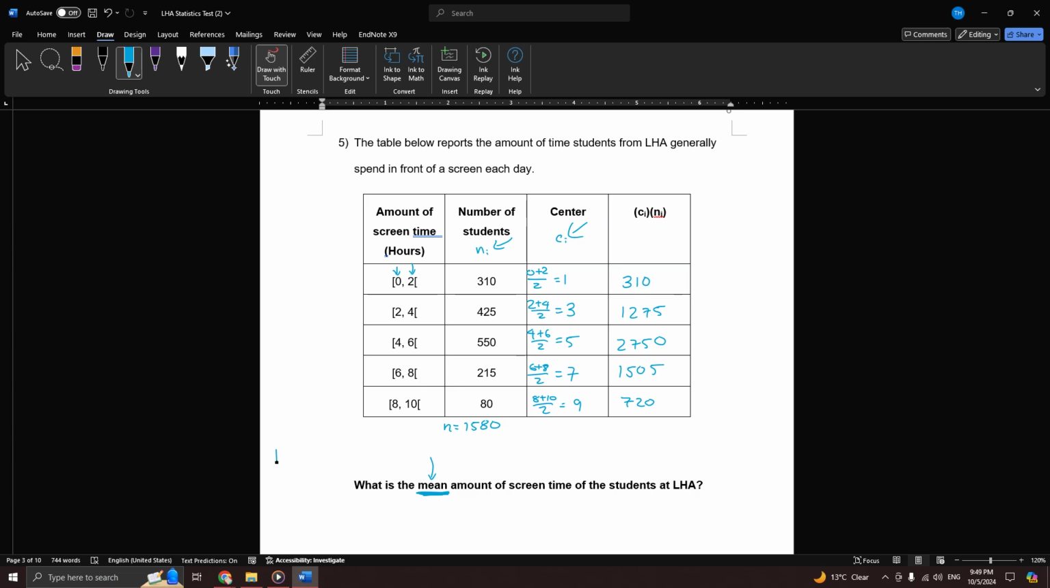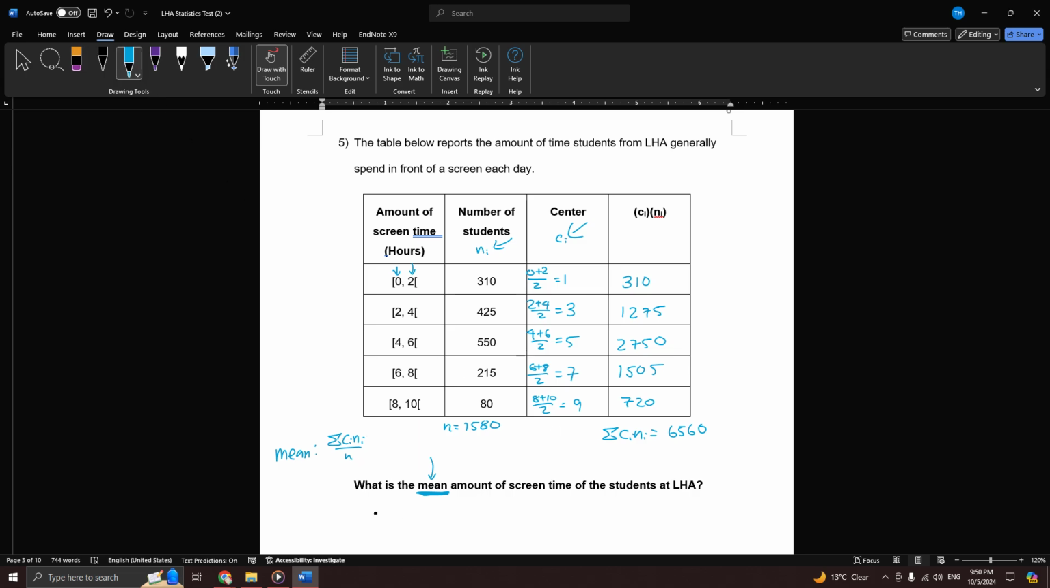Mean is the sum of CI NI over n. So we need the sum of CI NI, and we need n. We found n, we just want the sum of CI NI. So 310 plus 1,275 plus 2,750 plus 1,505 plus 720, that's going to be equal to 6,560. And now we just have to take these two numbers that we got from summing up our columns and plug them into this formula.